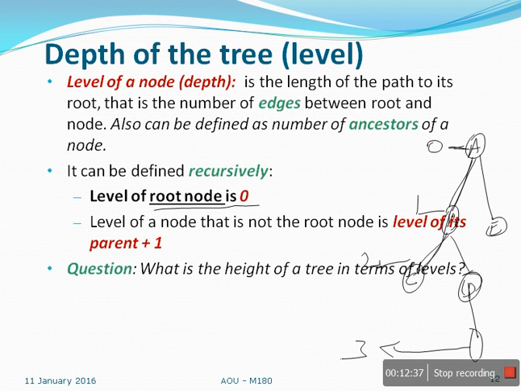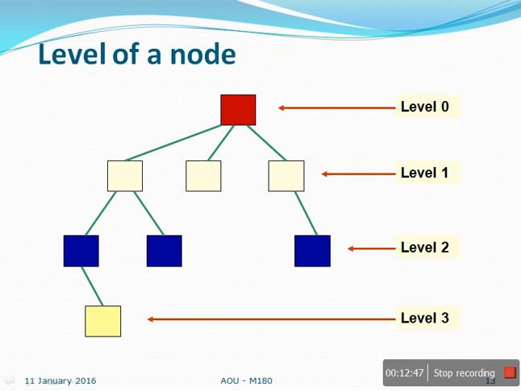Now here is a question: what is the height of a tree in terms of level? It is the same, that is the maximum level of the leaf. Now here are the different levels of a tree. The root node always has level 0 and the next has level 1 and so on.